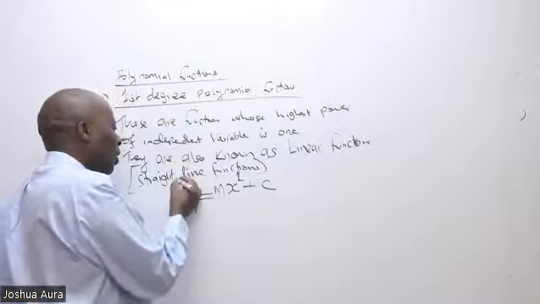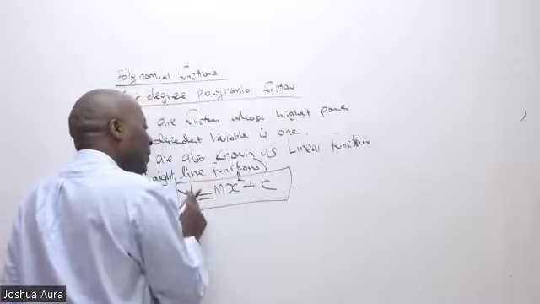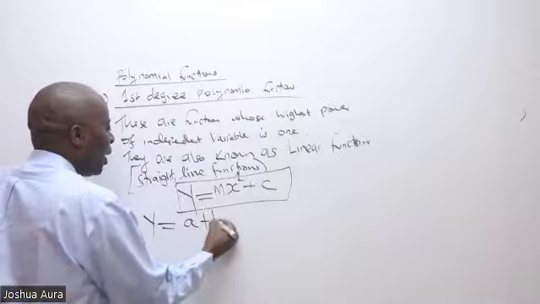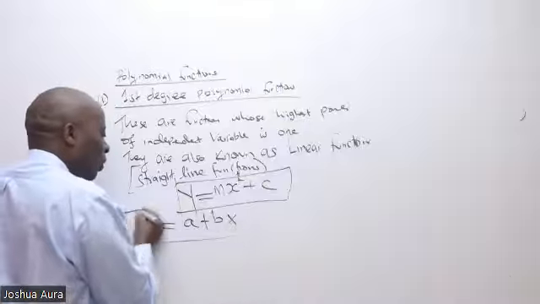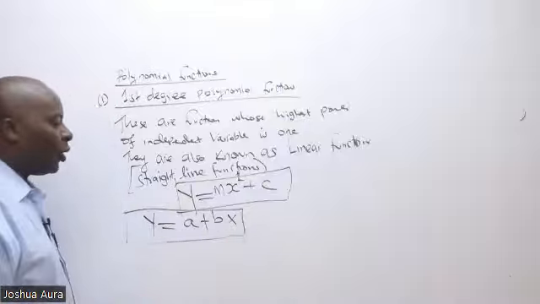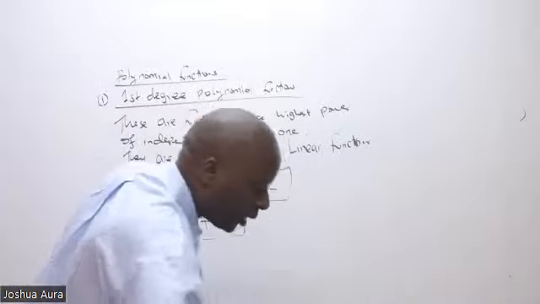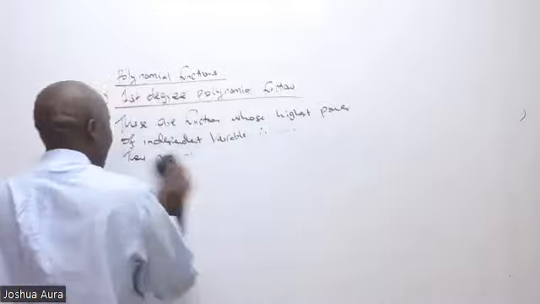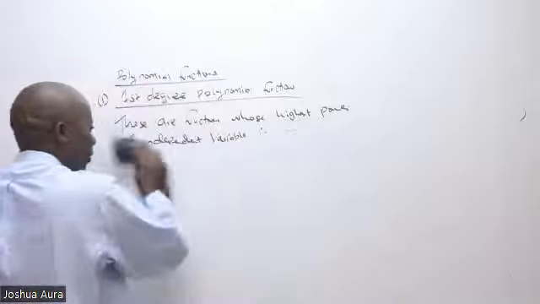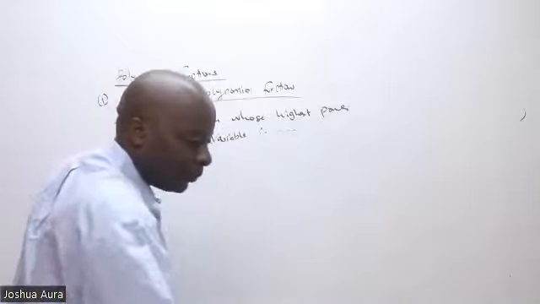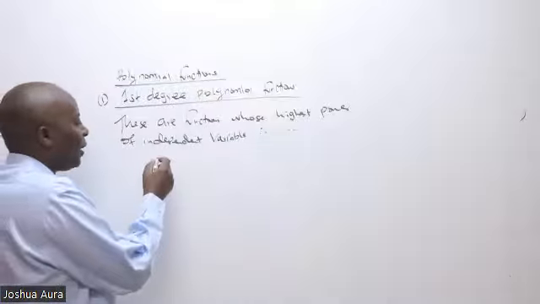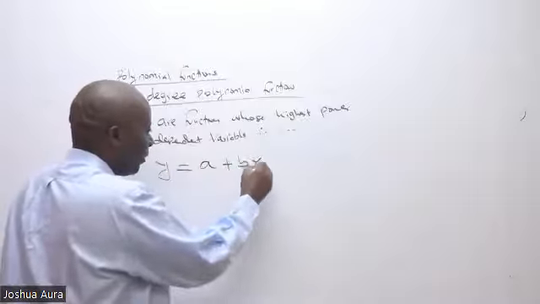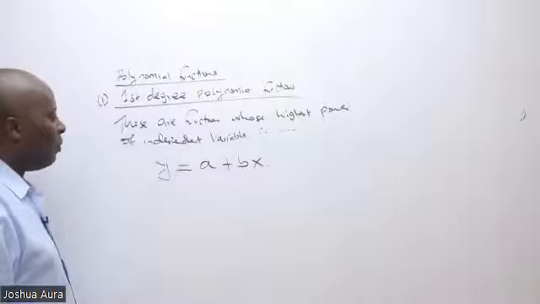Here in college, we shall not be looking at this item this way. For us, ladies and gentlemen, our y will always be equal to a plus bx. This is what I would want you to take down. This is how we shall be representing our polynomial functions. Poly means many. So our example of the first degree polynomial function will be y equals a plus bx.